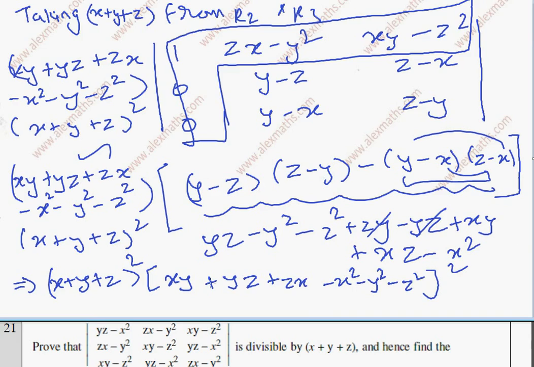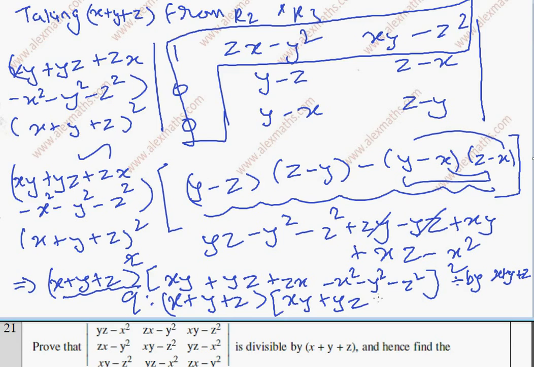The question is we have to prove this determinant is divisible by x plus y plus z. Since we got this term, we can say it is divisible by x plus y plus z, and hence find its quotient. After dividing, this one term will go off. So the quotient will be the remaining terms, that is x plus y plus z whole square term and xy plus yz plus zx minus x square minus y square minus z square whole square. So this is the quotient.